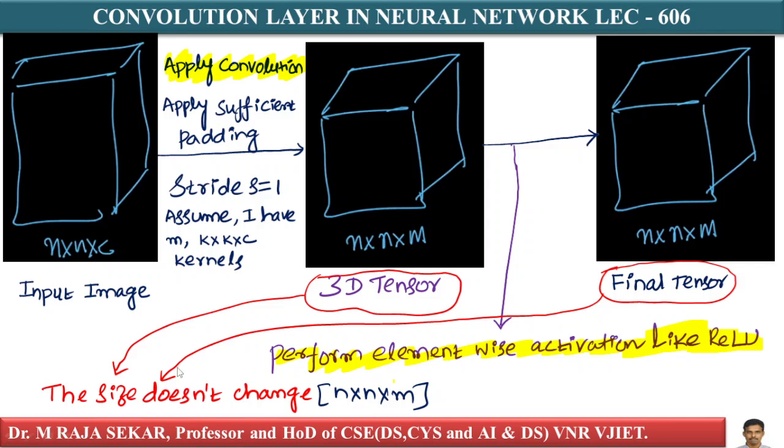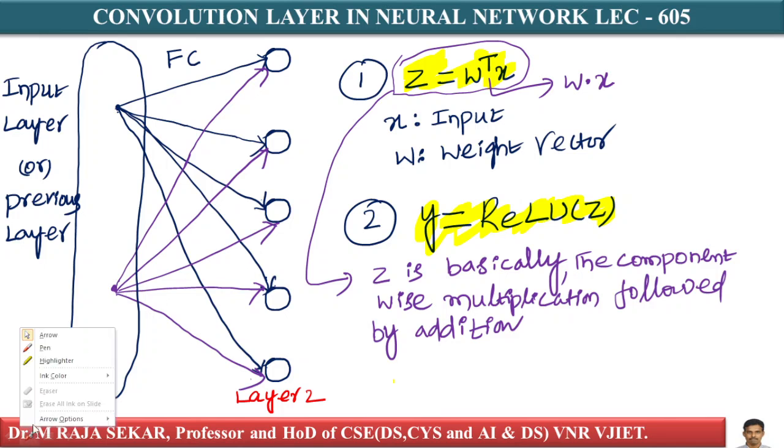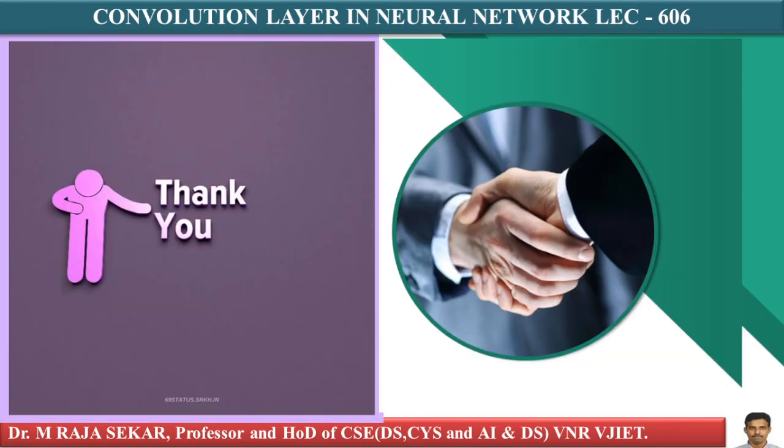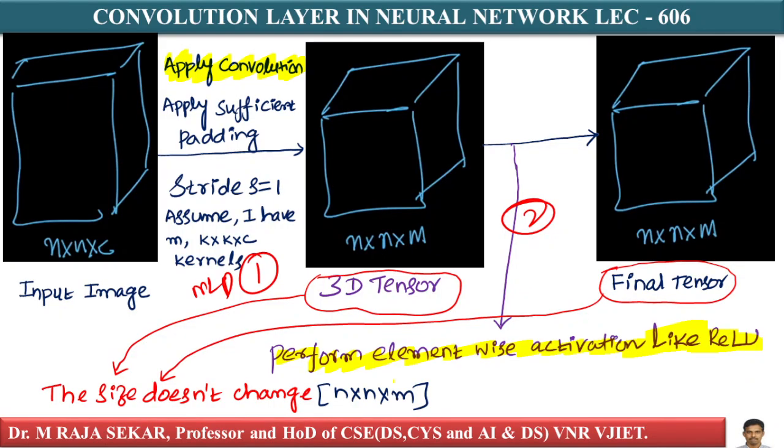This is step number 1 in MLP, and this is step number 2. What is step number 1 and step number 2? This is step number 1, and this is step number 2, isn't it? So this is the relationship between multi-layer perceptron and convnets.